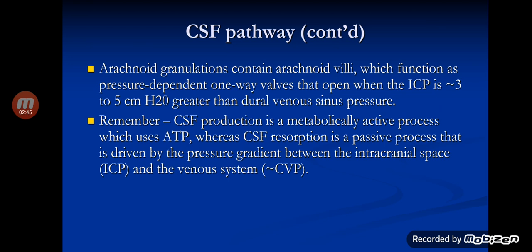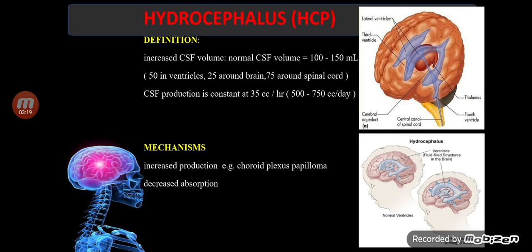The arachnoid granulations contain those arachnoid villi, which function as a pressure-dependent one-way valve that opens when the ICP is about 3 to 5 cm H2O greater than the dural venous sinus pressure. What to remember is that CSF production is a metabolically active process, while CSF reabsorption is a passive process that is driven by the pressure gradient between the intracranial pressure and the venous system pressure. When there is an imbalance between CSF production and absorption, hydrocephalus will exist.